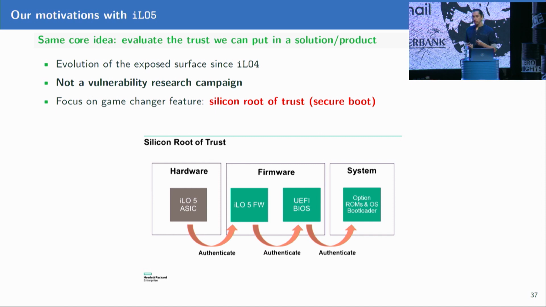Our focus was really on a specific feature which could be a game changer for these servers, which is a silicon root of trust. They call it a silicon root of trust. It is something like a secure boot. So the idea is to have a hardware root of trust with its own processor, ASIC, which will validate the firmware of the ILOs first, and then the trust will be transmitted to the next steps.